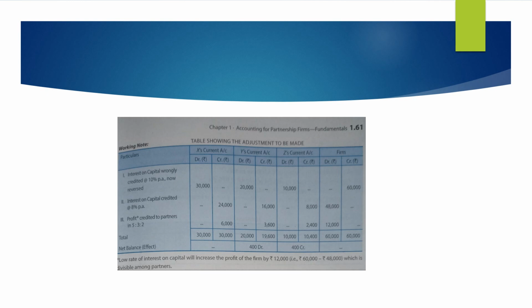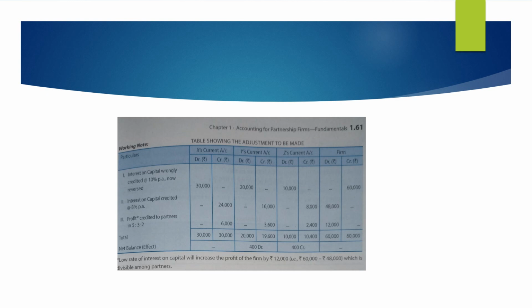Credit balance means that we are supposed to share the profits, not the losses. Now profit is credited to the partners at 5:3:2. So 12,000 into 5/10, which is 1/2, we get 6,000, 3,600 and 2,400, and 12,000 on the debit side. Why are we crediting 6,000, 3,600 and 2,400? Because it is an income for the person. Income for the person will always be credited.